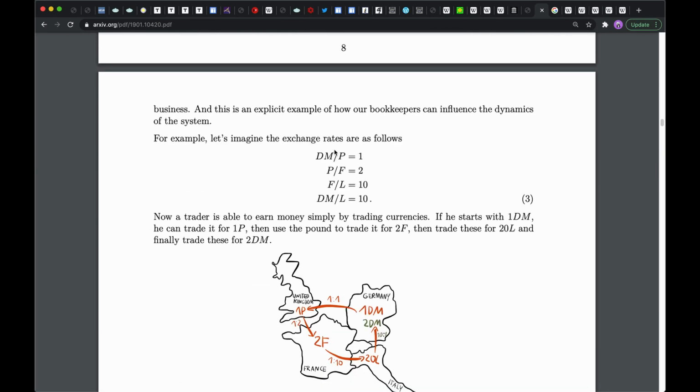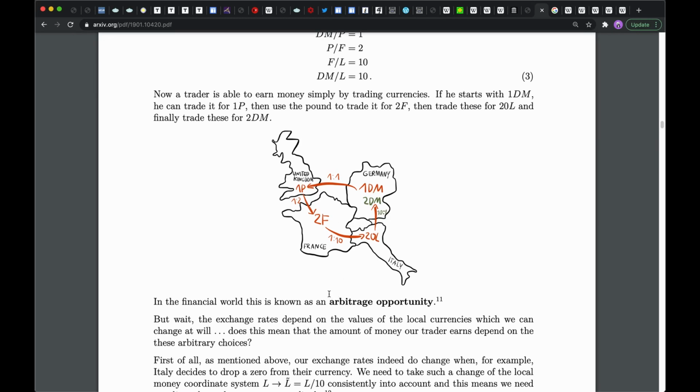Yes, so in chapter 4 he introduces the notion of arbitrage opportunity, and basically it arises when some bookkeepers, maybe because of some economic reasons, fluctuate, or are not fair in some sense, and therefore you can make a net profit on your exchanges.